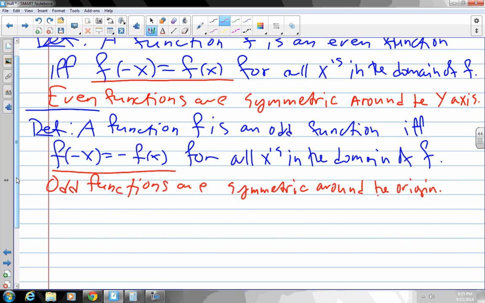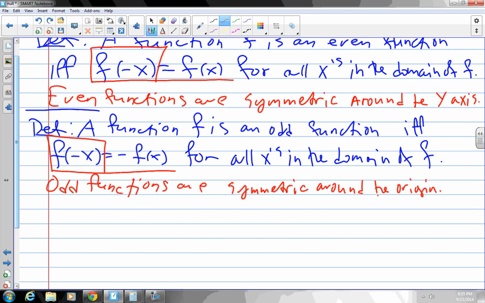So in order for us to test whether a function is odd or even, it has to satisfy one of these definitions. And both of these definitions start in the same place. f of negative x, f of negative x. So that's how we're going to start making those tests. You take a function, you put negative x in there, and then you just simplify.